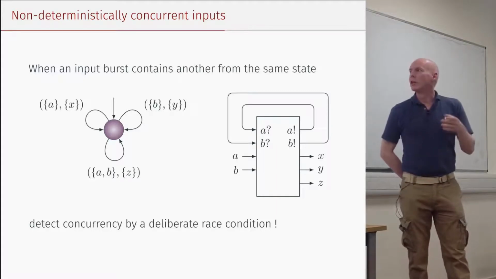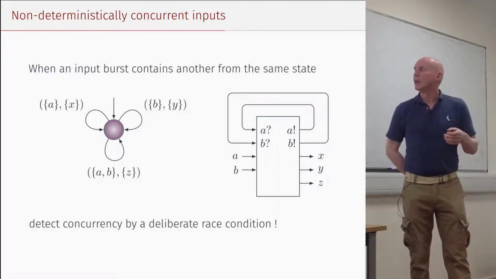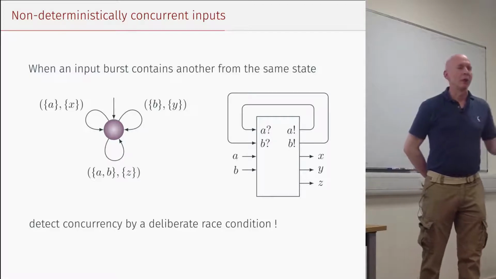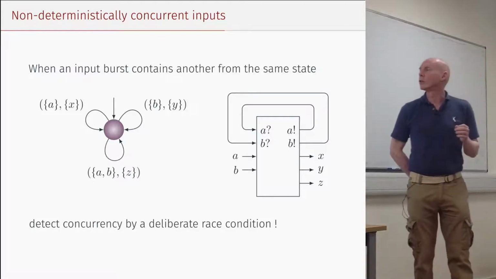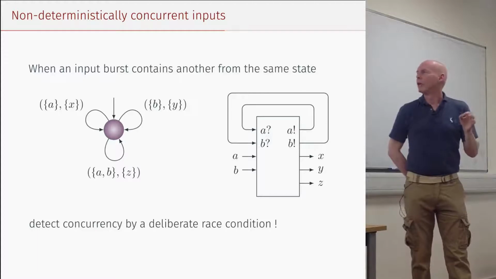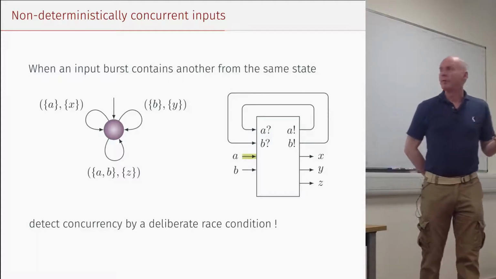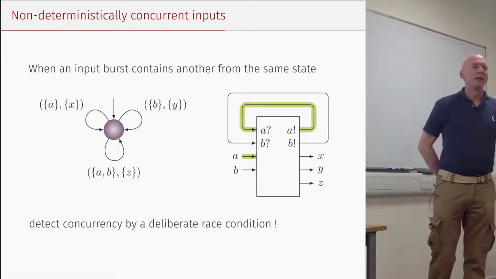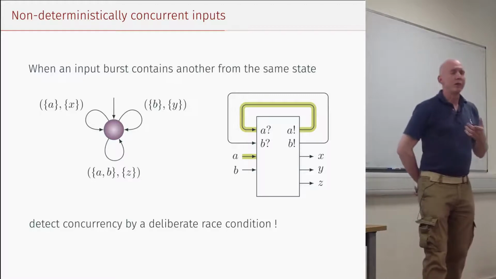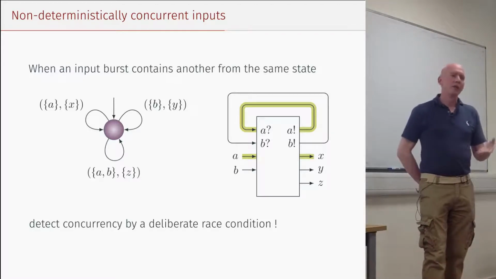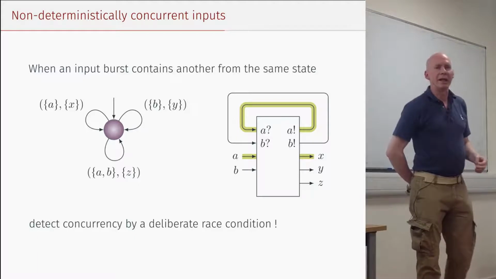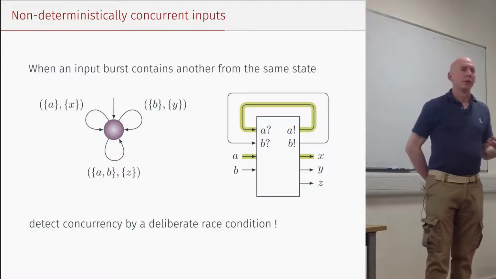So anyway, the way to deal with this is you create a pair of feedback inputs and outputs for each input in the specification, and they are not exposed to the environment. They're just connected internally within the circuit. So the way this works is it receives an input of A, it transmits A bang, then it waits for A question mark. When it receives A question mark, it transmits X, the same as if it just received A and transmitted X in the first place.